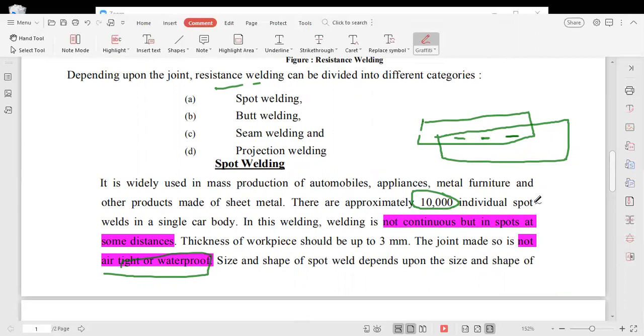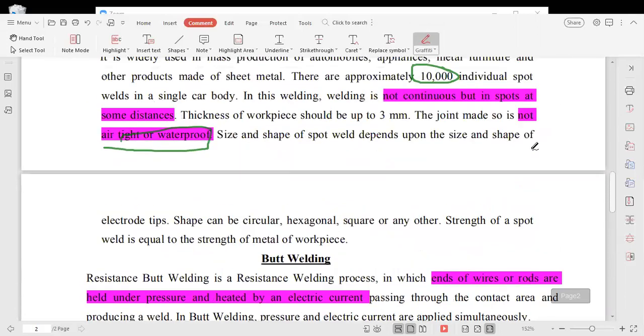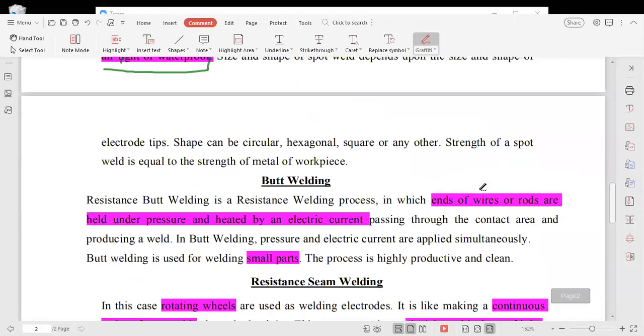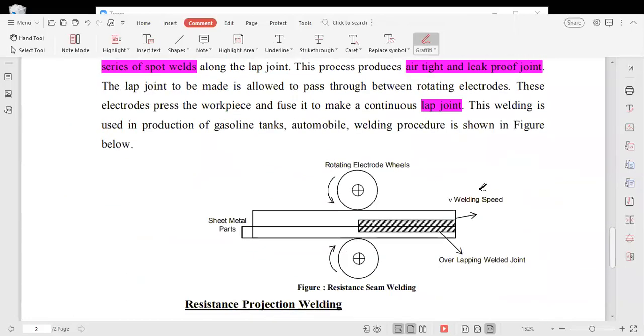If you want to make it airtight and waterproof, then this welding has to be continuously done on these two objects like this. So if the resistance welding is done continuously, then we call it seam welding. तब हम इसको seam welding कहते हैं. और seam welding में actually electrodes इस form में नहीं होते हैं because it's a continuous welding. So if you look at seam welding setup, it is something like this.